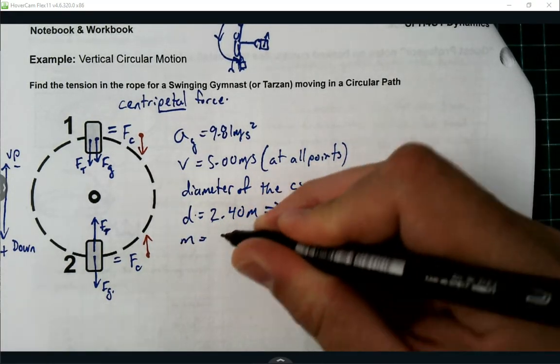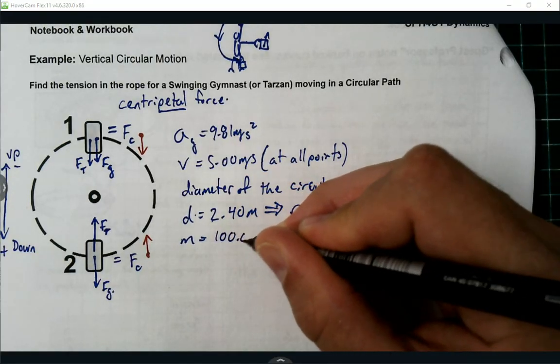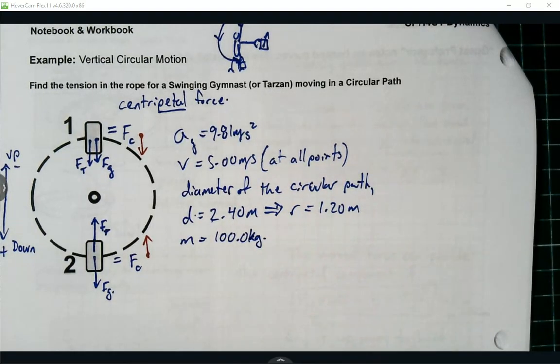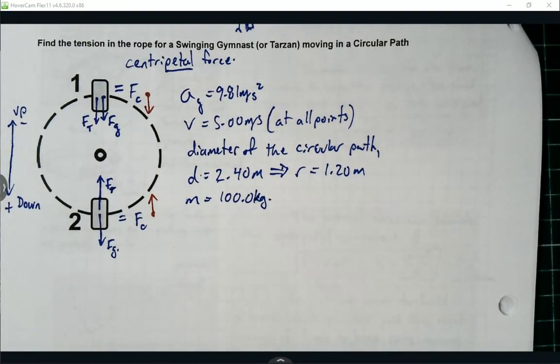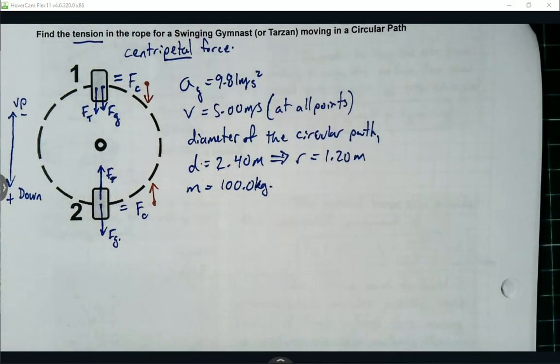And then the mass of this gymnast, again, just to have a nice round number, 100 kilograms. A 100 kilogram gymnast. I know that most gymnasts are not 100 kilograms. This is just a nice round number to deal with, okay? All right, so how do we investigate this? How could we figure out the tension? That's the thing that's being asked of us. How could we find the tension in this situation?